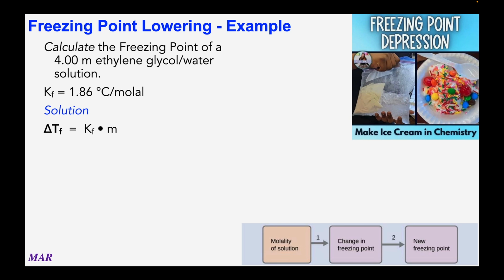Here's an example of a freezing point question, and again, it's very similar to the boiling point. It's going to be another delta T equals K times M. We will use a different K value. Freezing point constants are different than boiling point, so this would be something you'd look up. I highly recommend that you let your delta T be a positive number all the time.